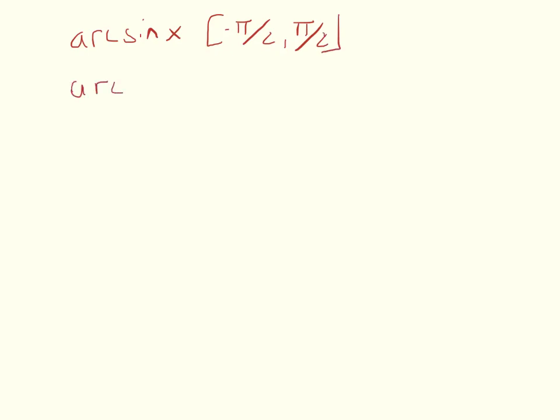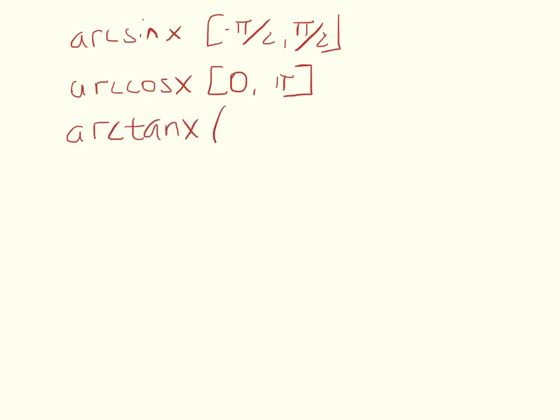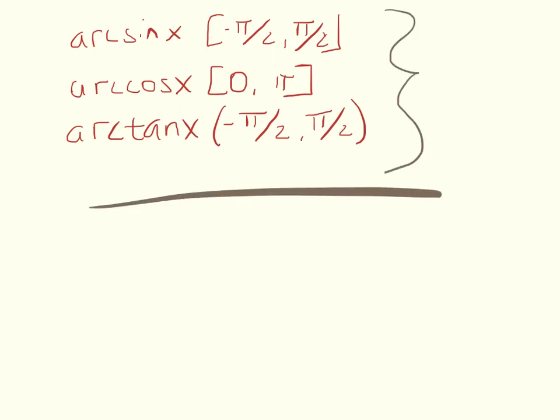Arc cos has a range of 0 to pi, and then arctan has a range of negative pi over 2 to pi over 2, not including the endpoints. So be sure while you're doing these problems that all of this has been memorized.